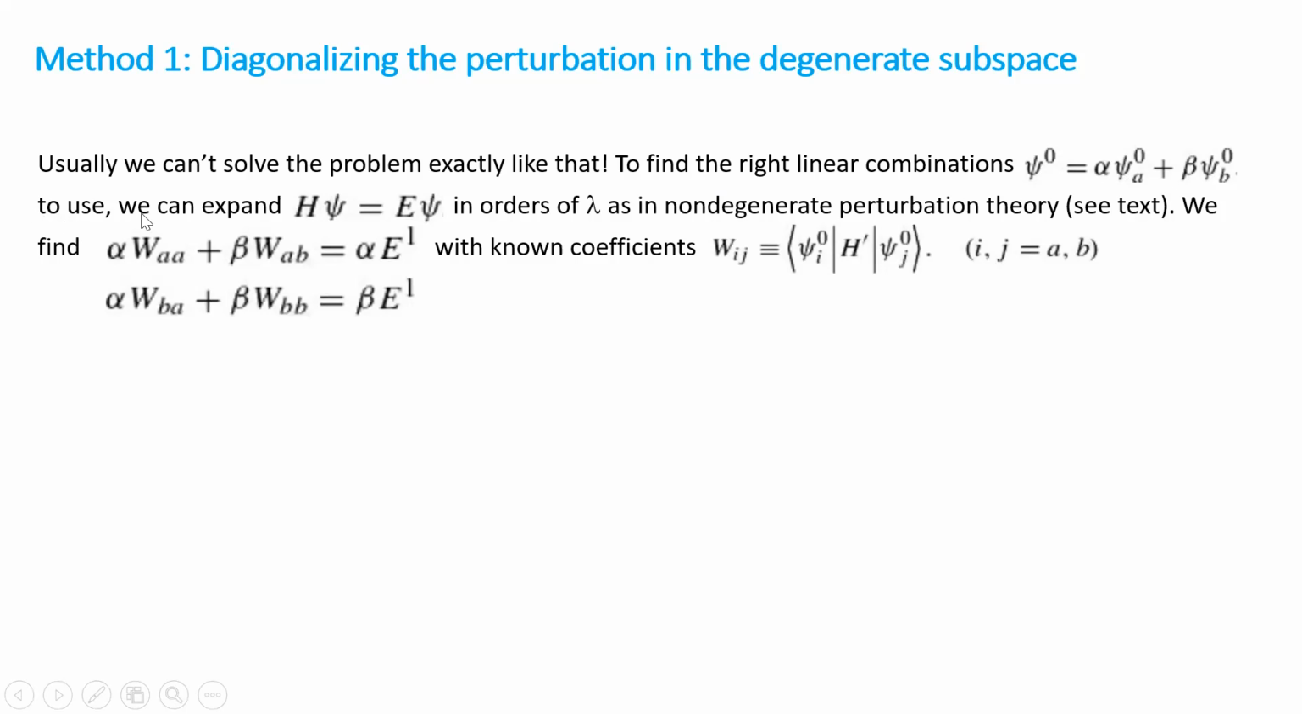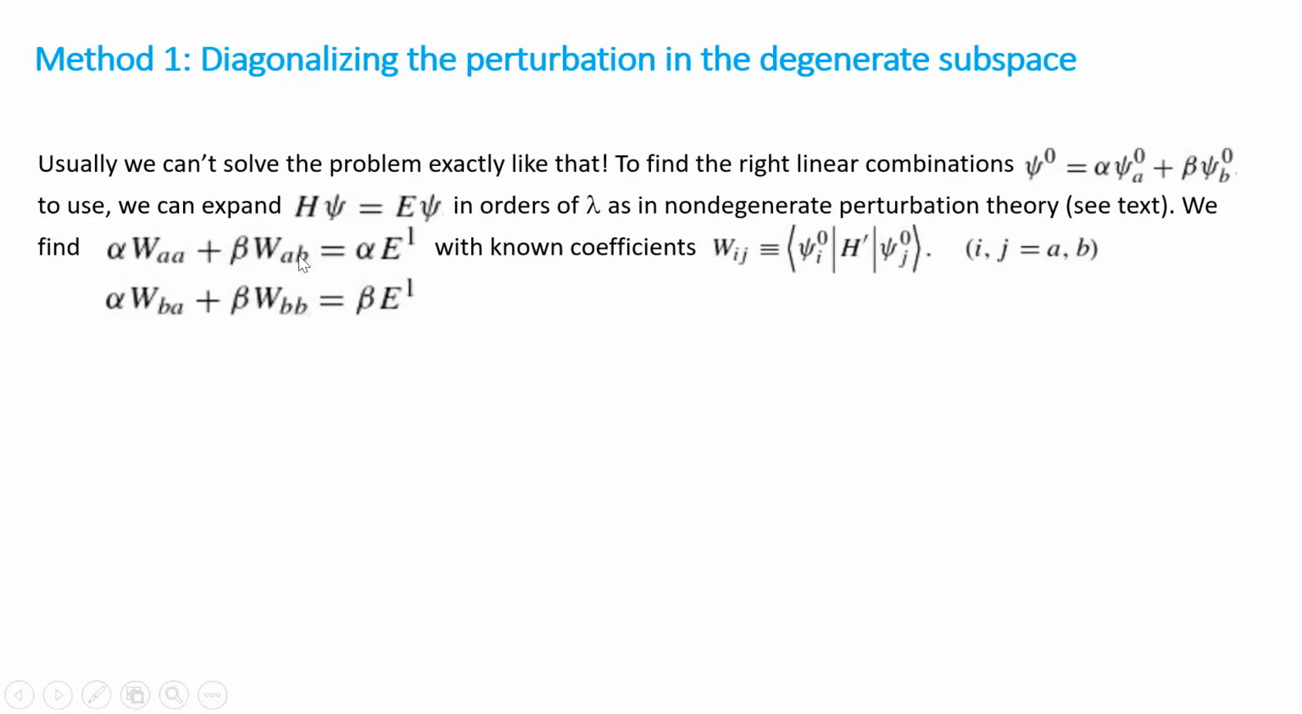So to do that, we can expand our full problem with the perturbation in it. So H is H0 plus H prime, in orders of lambda, just as we do in non-degenerate perturbation theory. Okay, and so we go through some expansions and collecting of terms, and you can see the text for that.